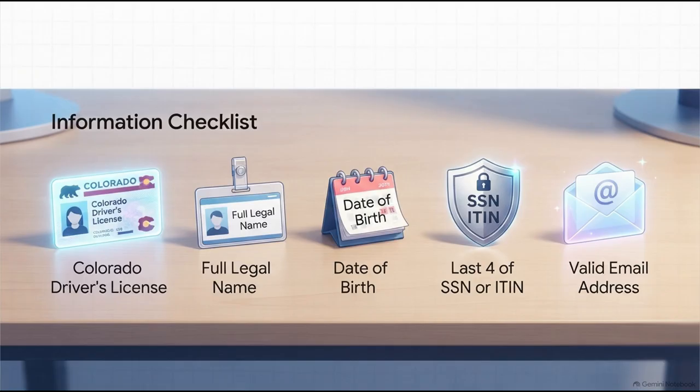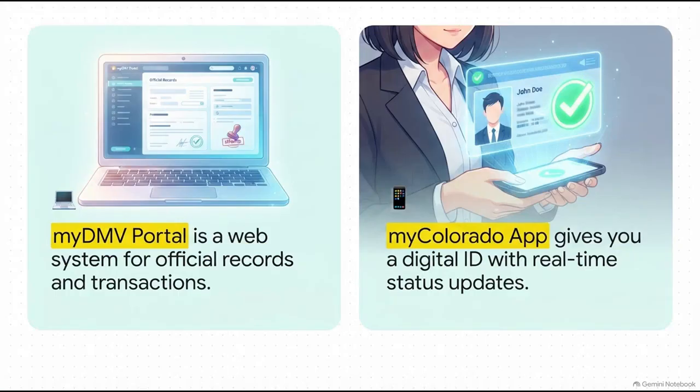It's also vital to understand the difference between your 2 main tools, the MyDMV portal and the My Colorado app. Think of the MyDMV portal as the official web-based system where you pull comprehensive, multi-year driving records and process your transactions. The My Colorado app, on the other hand, gives you a mobile digital ID that actively syncs with the state database. If your license gets suspended, your digital ID in the app is going to dynamically update to reflect that status in real time. It's a real game changer.